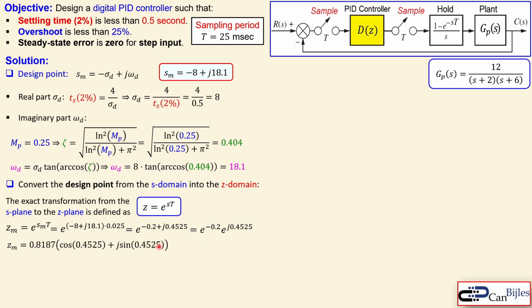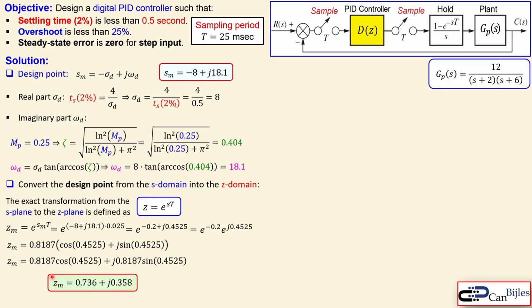Now when you work it out, remember you need to use your calculator or your simulation program in radians. When you work it out, you'll get the design point, which is 0.736 plus j0.358. That is the step towards the design point in the z domain.